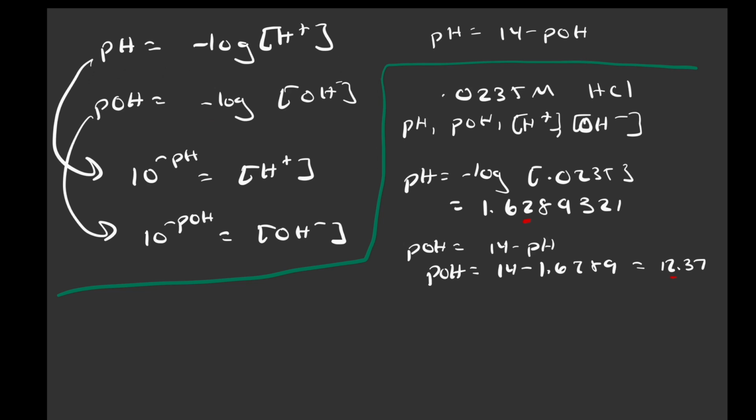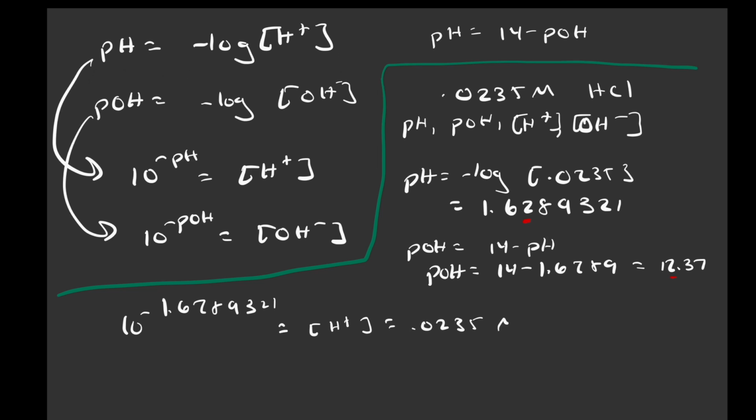Okay, so the last two, how do we get them? The concentration of H plus and the concentration of OH minus. Well, we assumed what the concentration of H plus was, just from our problem. But let's say we didn't have it. Let's say we only had pH. How do we get the concentration of H plus? Well, we would simply do 10 to the negative pH. So 10 to the negative 1.6289321 is equal to the concentration of H plus, which is equal to 0.0235. And we know that's true.